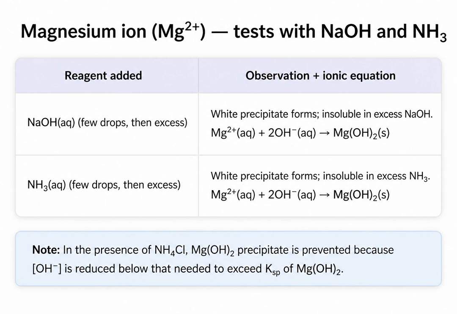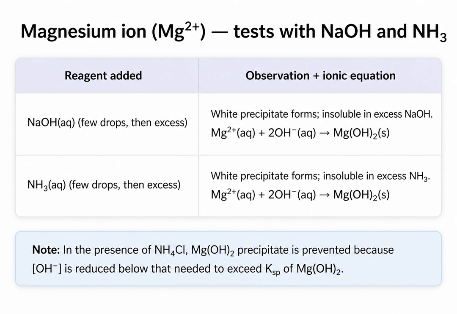With sodium hydroxide, magnesium gives a white precipitate of magnesium hydroxide, and it does not dissolve in excess sodium hydroxide, so it's not amphoteric in this test. With aqueous ammonia, you again get a white precipitate of magnesium hydroxide, also insoluble in excess ammonia. The key idea is that both reagents supply hydroxide ions, and once the ionic product exceeds the solubility product, Mg(OH)2 comes out as a white solid.